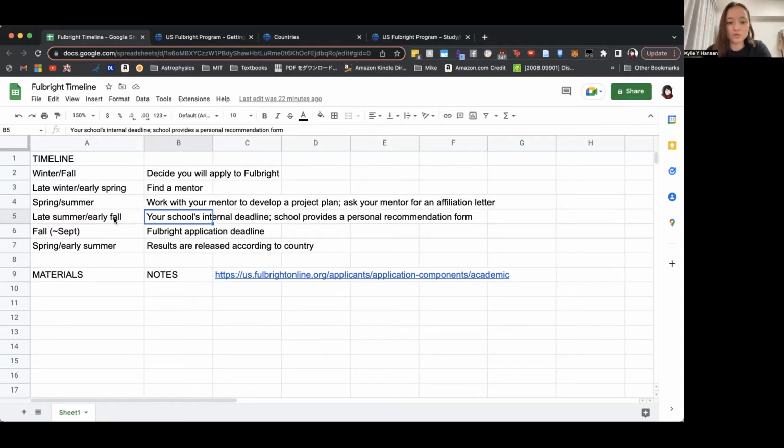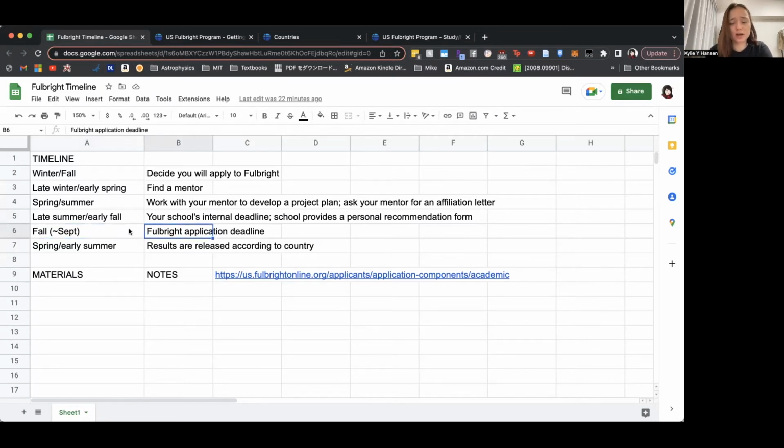And so if you meet your school's internal deadline, then they will write this for you. If you don't meet the deadline, you can still apply without the recommendation form from the school. So keep that in mind. You can still apply. So next, the actual Fulbright application deadline is in September, I believe.